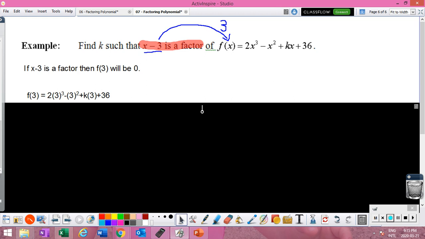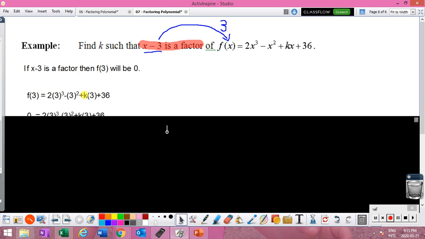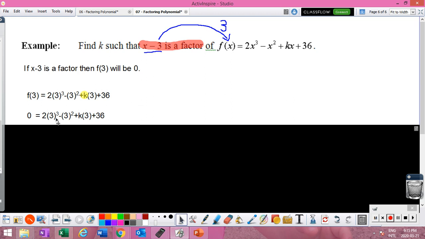So what I'm subbing in is 3, carefully putting the 3 in there. If x minus 3 is a factor, then f at 3 will be 0. So I sub in 3. F at 3 equals 2 times 3 cubed minus 3 squared plus k times 3 plus 36. At this moment in the question, this k causes you some panic because you're like, well, that doesn't help me find the k. Well, watch what happens next. Because we knew subbing in 3 will give an answer of 0 right over here. This whole thing, when I sub in 3, should come out to be 0. And if you're really with me, you go, oh, well, no problem. I can find k fairly easily now.